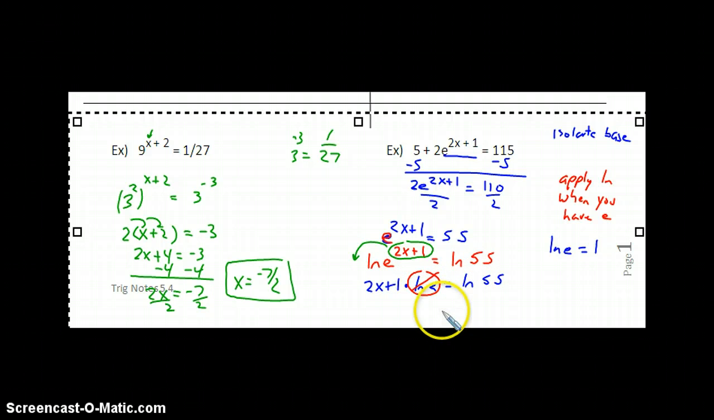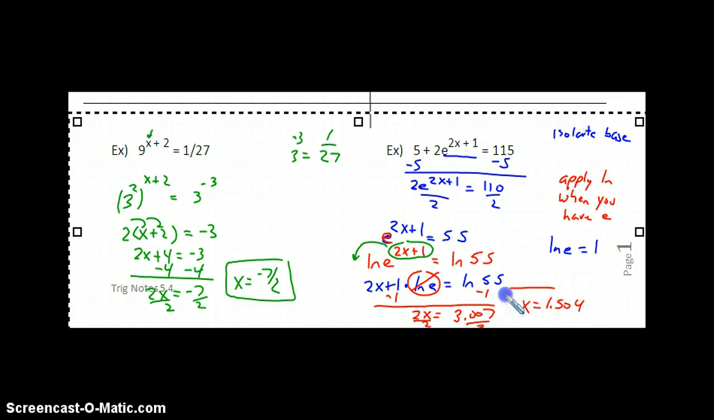So to solve that for x, I would subtract 1. I get 2x equals the natural log of 55 minus 1, which is 3.007. And again, I rounded that answer, so I want to keep that whole answer in my calculator and then go through and divide by 2. So if I divide that by 2, I end up with 1.504 as my answer to this problem.